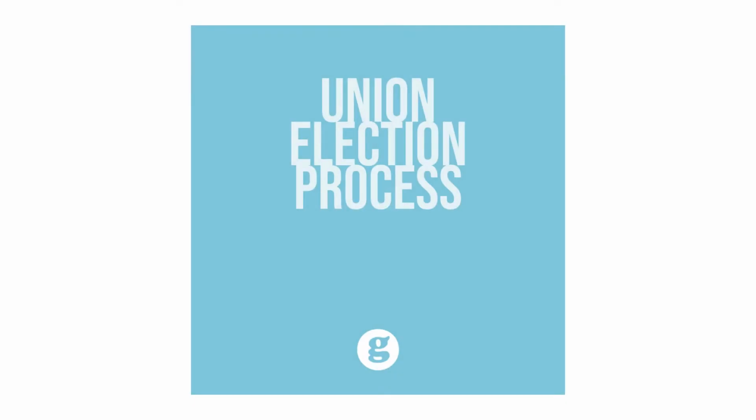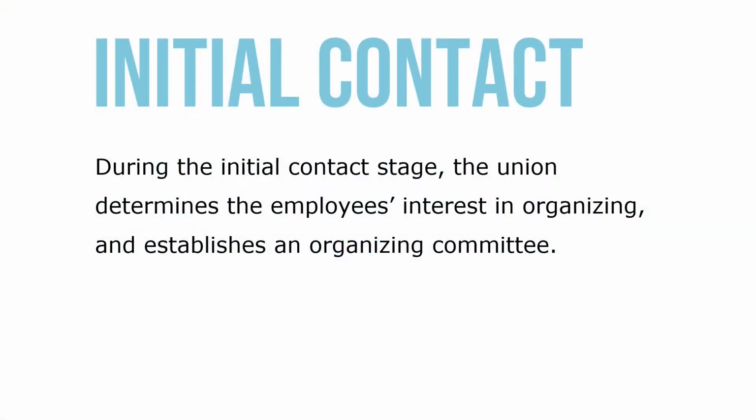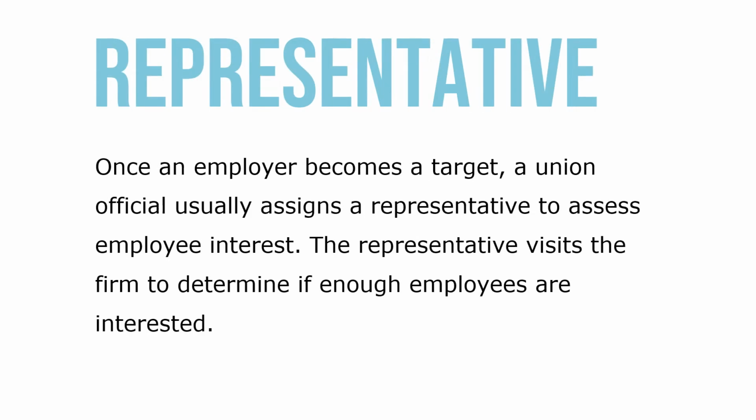Let's take a look at the union election process. It's through the union drive and election that a union tries to be recognized. During the initial contract stage, the union determines the employee's interest in organizing and establishes an organizing committee. Once an employer becomes a target, a union officially assigns a representative to assess employee interest. The representative visits the firm to determine if enough employees are interested.